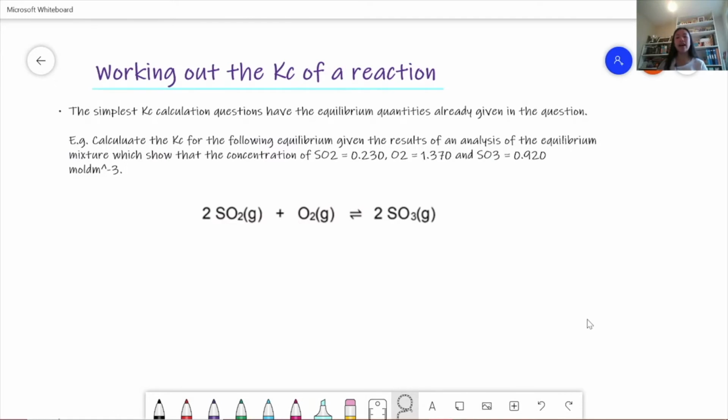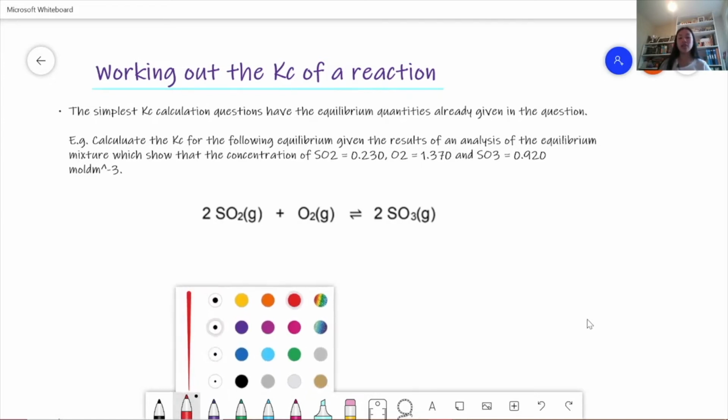So now we're going to discuss how to work out the Kc of a reaction. The simplest Kc calculation questions actually give you the equilibrium quantities already in the question. So the equilibrium quantities are basically how much of everything there is when it is in equilibrium. So calculate the Kc for the following equilibrium given the results of an analysis of the equilibrium mixture, which show that the concentration of SO2 equals 0.230 moles per decimeter cubed, oxygen is 1.370 moles per decimeter cubed, and SO3 is 0.920 moles per decimeter cubed.